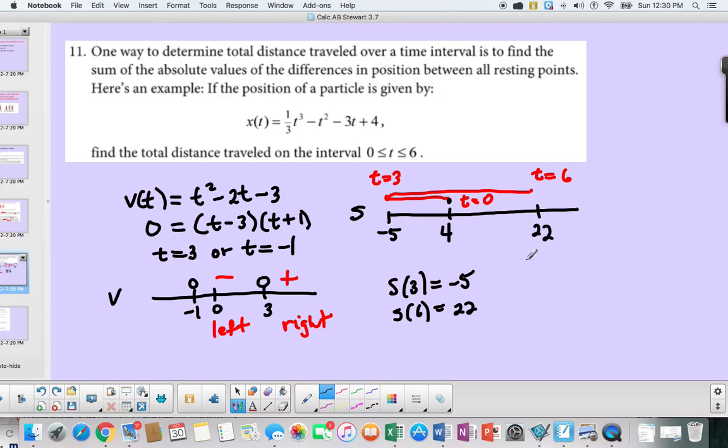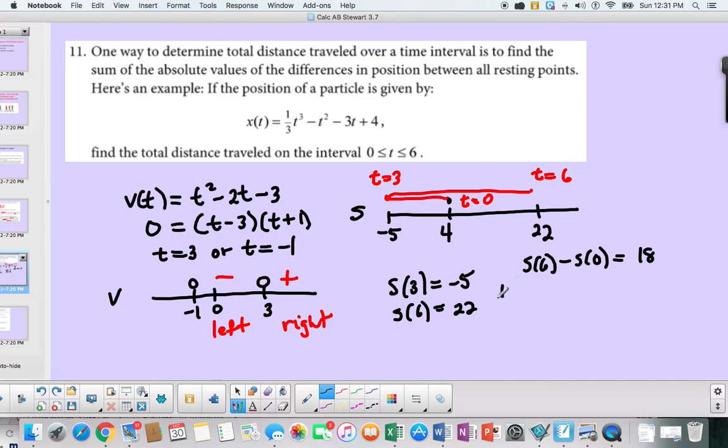Now the mistake most students make is to find total distance. They just do x of 6 take away x of 0. Now when you do that, you're going to just take 22, take away 4, and you're going to get 18. You're just finding the displacement.